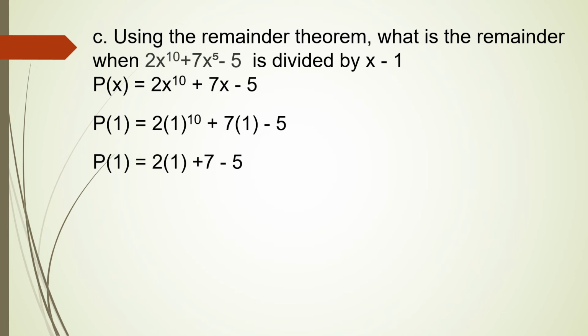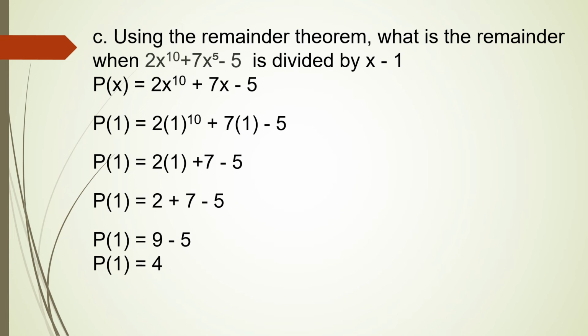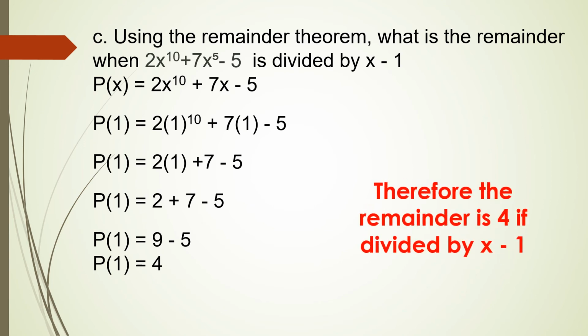So simplifying, p of 1 is equal to 2 times 1, since 1 when multiplied 10 times is equal to 1, plus 7 times 1 is 7 minus 5. Simplifying, 2 times 1 is 2 plus 7 minus 5. Then 2 plus 7 is 9 minus 5. Therefore, p of 1 is equal to 4. Therefore, the remainder is 4 if divided by x minus 1.